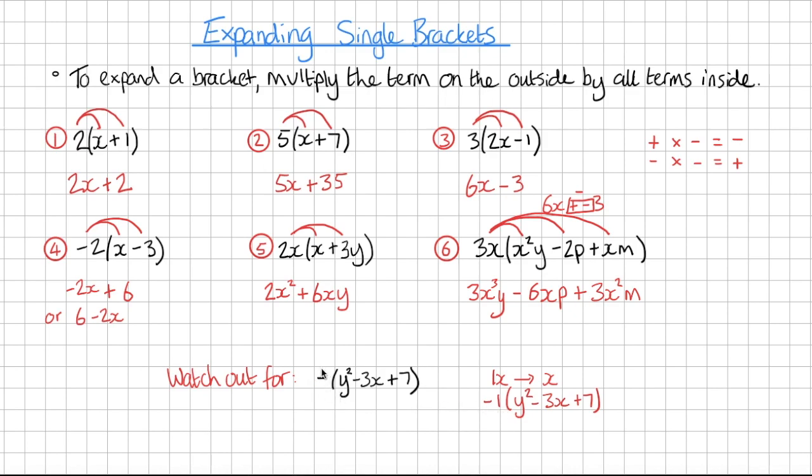So imagine we're doing negative 1 multiplied by y squared. That's negative y squared again. We don't write the 1. Negative 1 multiplied by negative 3x is going to be a positive 3x. And then negative 1 multiplied by 7 is negative 7. So when you have this situation, if you notice, the signs have just switched to the opposite sign. So anything that was positive became negative, and anything that's negative becomes positive.